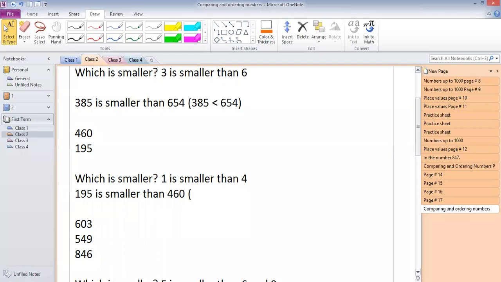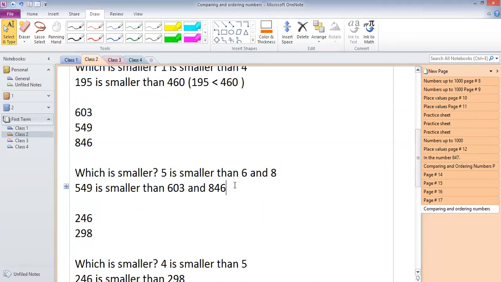Now, in all these examples, I'm going to write it in the symbolic sign also, guys. Here, 195 is smaller than 460. So its mouth should be open in front of 460 and its end should be in front of the smaller number, that is 195. So this is 195 is less than 460. 195 is smaller than 460, or I can say 195 is less than 460. Okay.